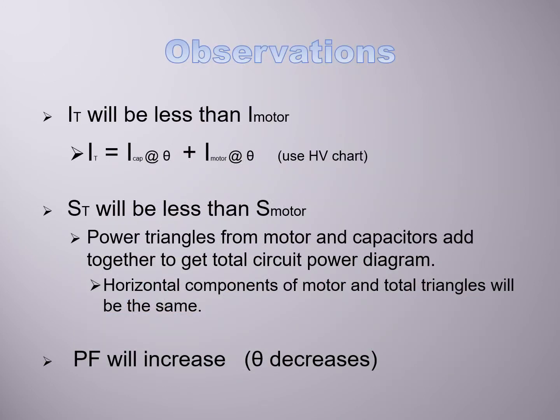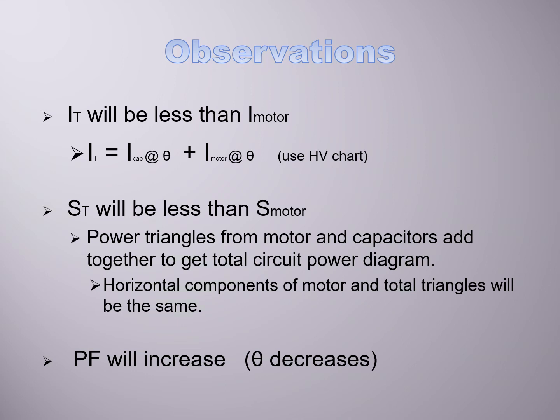Some of the observations that we can make up to this point is that my I total, when I add a capacitor in parallel with the motor, is always going to be less than the I of the motor. That's because the capacitive current is always going to offset the motor current. We also were able to see that the total apparent power is always less than the apparent power for the motor itself. And that's because the capacitor is offsetting that reactance and therefore reducing my phase angle.